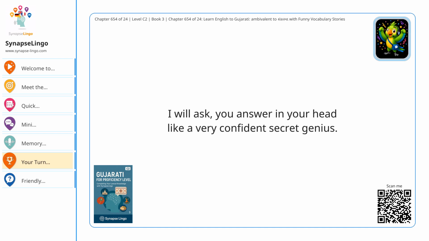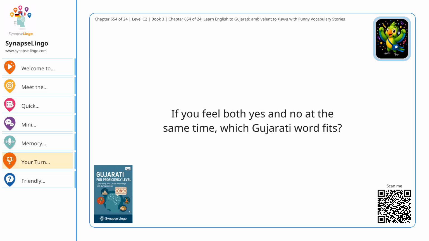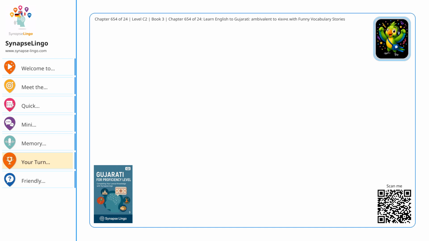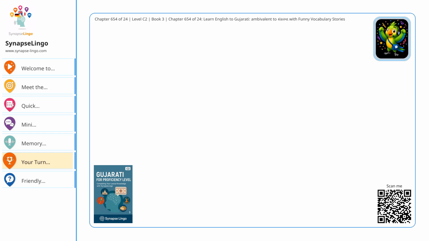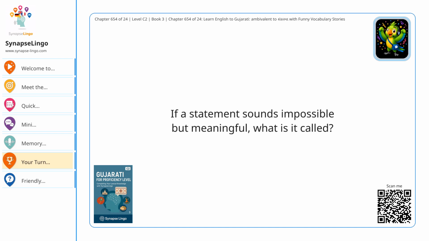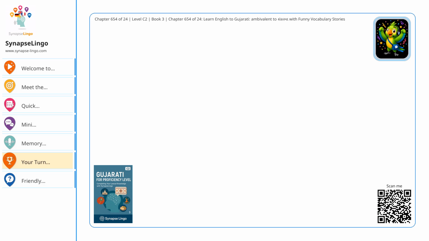I will ask, you answer in your head like a very confident secret genius. If you feel both yes and no at the same time, which Gujarati word fits? द्विधाग्रस्त. If a poem has many levels of meaning, which word works? बहुपड़ीयू. If a machine has many difficult parts, what is it? जटिल. If a statement sounds impossible but meaningful, what is it called? विरोधाभास.